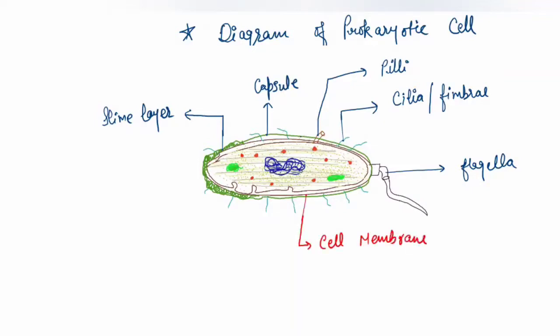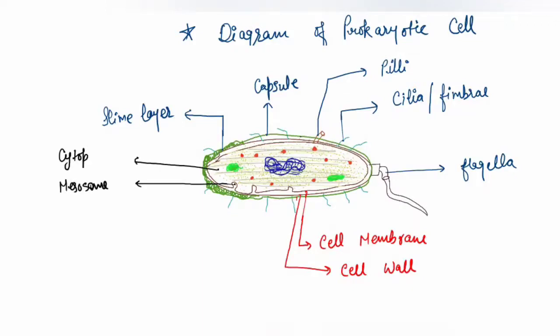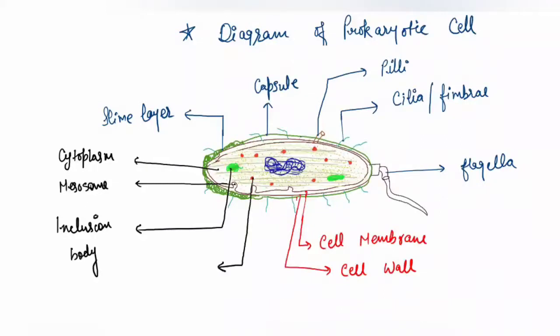It contains the cell membrane which is covered around the cytoplasm. Then it contains the cell wall. The outer membrane is known as the cell wall. Then if we talk about the internal things, it contains mesosome. What is mesosome? It is basically the folding of the cell membrane. Then cytoplasm, a gel matrix. Then it contains inclusion bodies, known as storage bodies. Ribosomes are there.